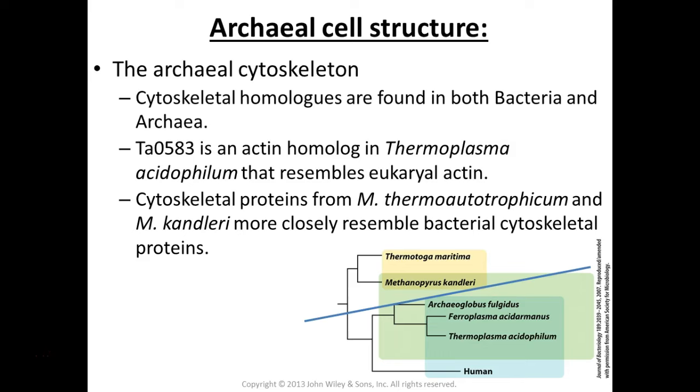So we know definitely eukaryotes. We're going to talk about eukaryotes next week. Archaea, remember, also fall into the category of prokaryotes. And again, their cytoskeleton has homologs, similarities, to both bacteria and eukaryotes.